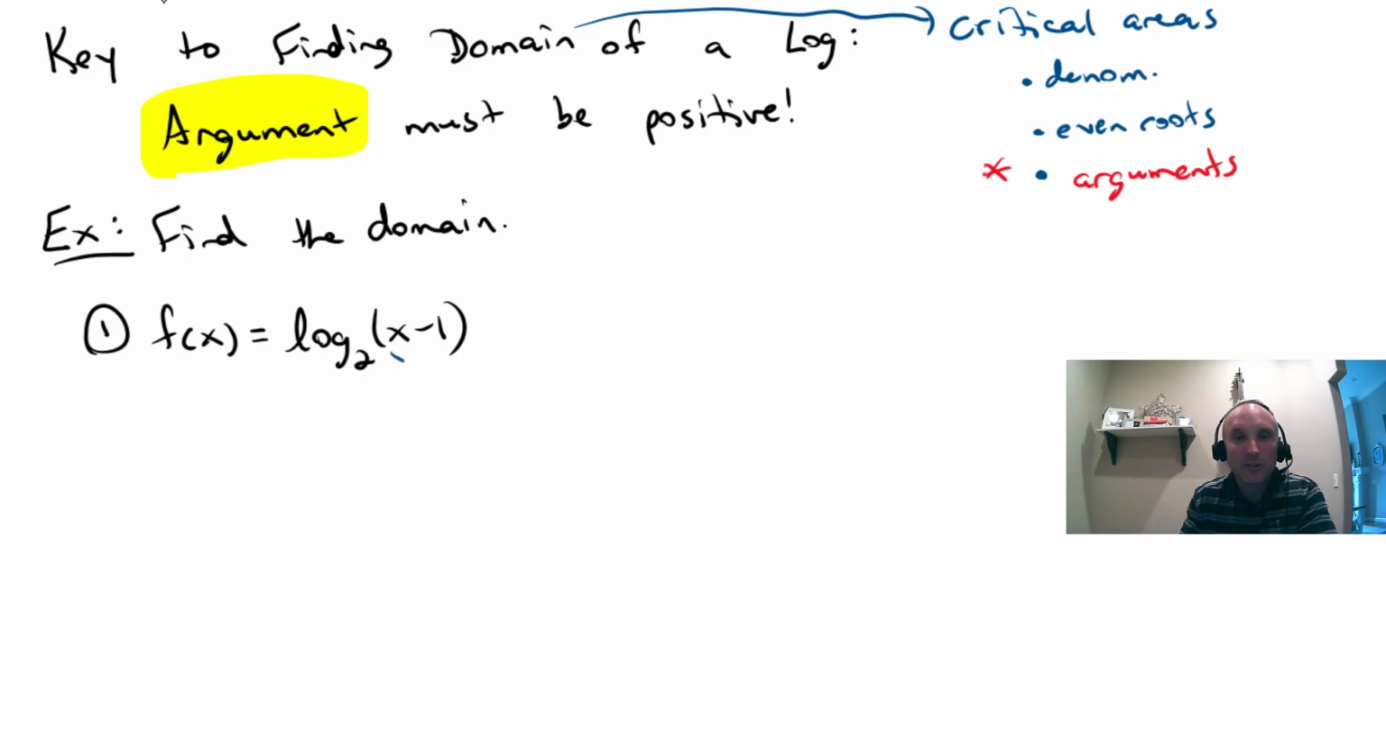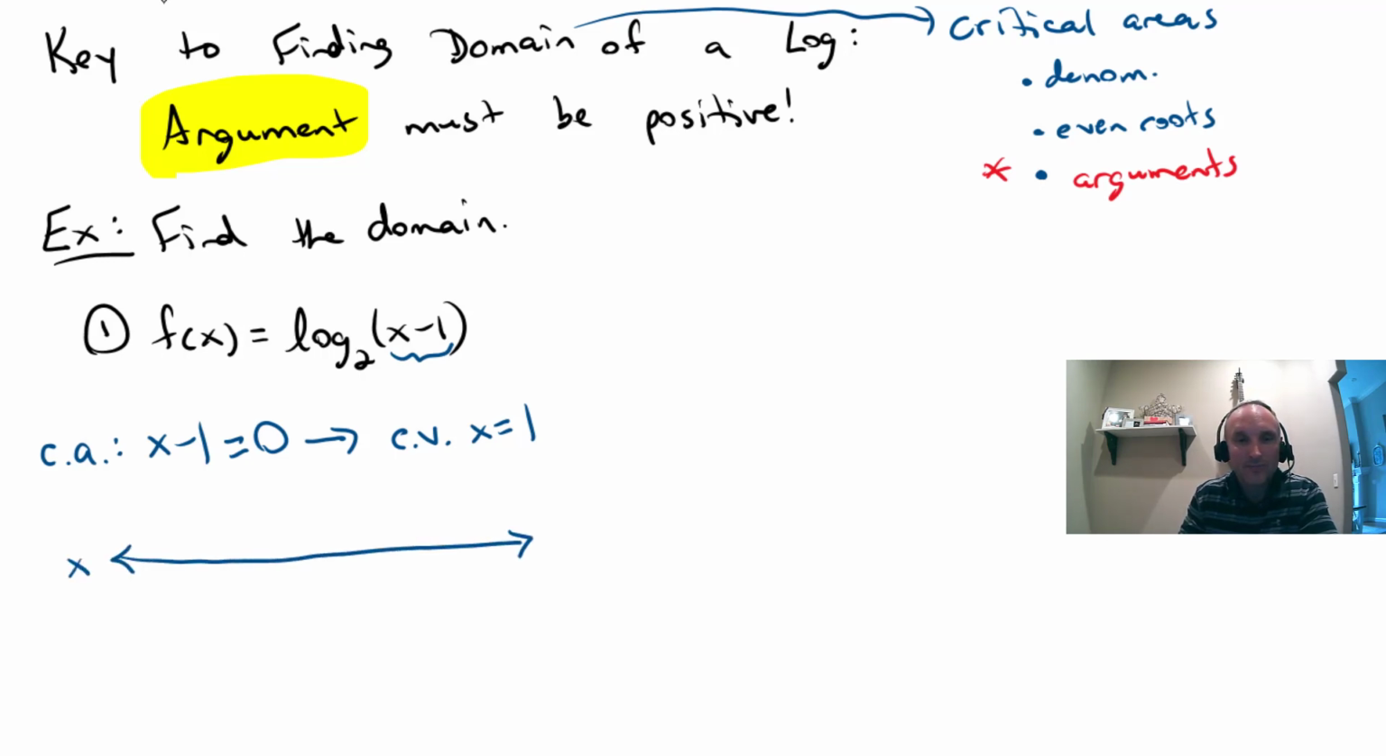So in this case, my critical area is x minus 1. I'll set that equal to 0 to find my critical values. So my critical value for x is x equals 1. So I look at my number line of x values, and I mark where x equals 1. And I have to decide, are numbers to the left of 1 okay to plug in for x in this function? Are numbers to the right of 1 okay to plug in for x? And is 1 okay to plug in for x? We need to investigate those 3 things. Use your calculator if you need to.